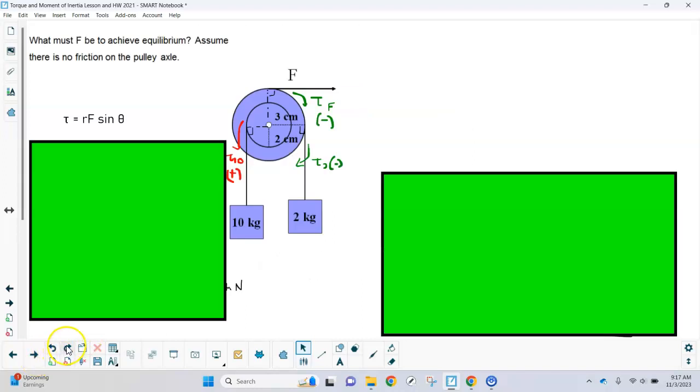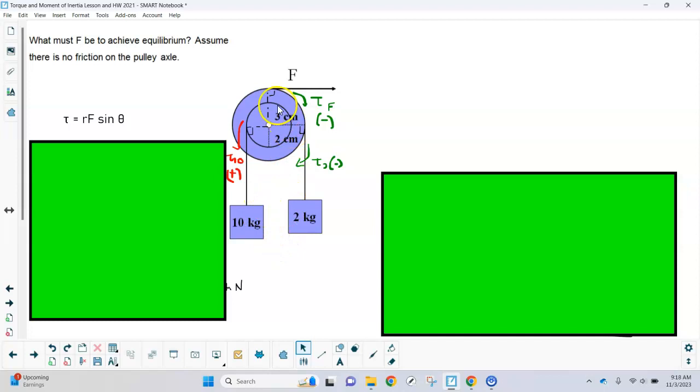All right. We're also going to be able to apply those same concepts with equations to calculate different values. So if you look at this situation, it says, what must this force be, being pulled here, to achieve equilibrium? So again, with equilibrium, you have all the forces canceling out, and you have all the torques canceling out. So we're really looking at the torques canceling out here.